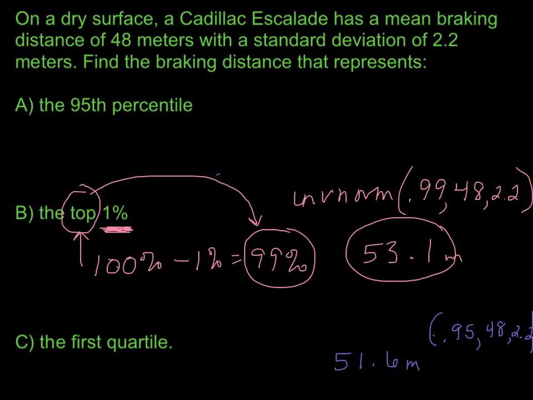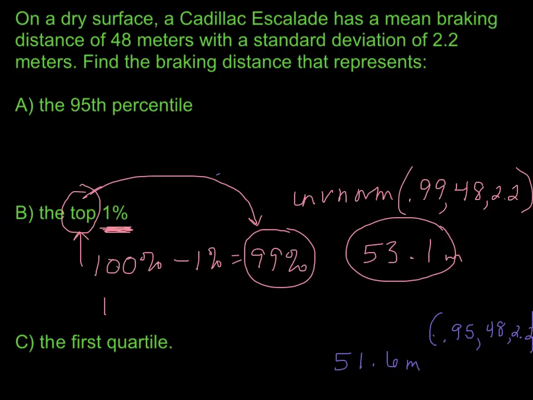If you see the word bottom 1%, well, that's what the 1st percentile means. So the word bottom is not necessary when you're using percentile ranking, because if you're in the first percentile, that means you're in the bottom 1%. So it's only where the word top 1% appears that you have to do this complement thing.